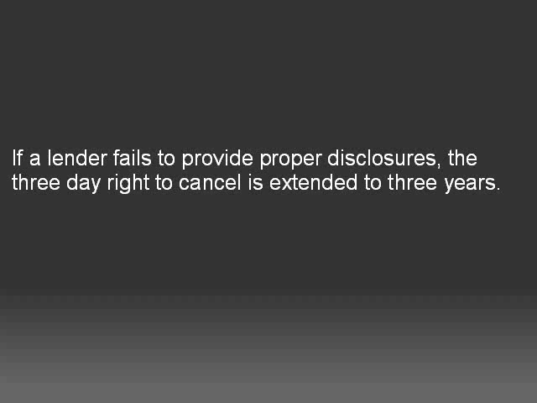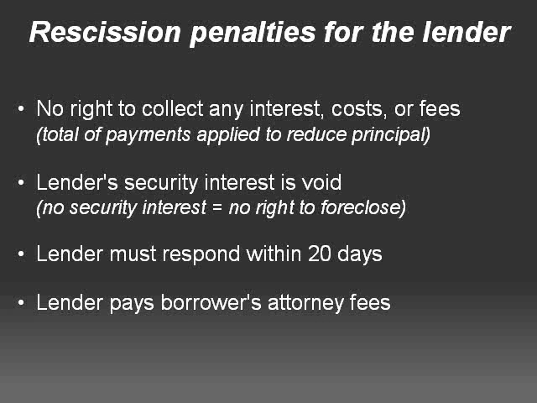When a borrower exercises a valid rescission, several important things change between the borrower and lender. First, the lender is no longer allowed to collect any interest, fees, or costs related to the loan. Instead, every penny paid by the borrower is applied to reduce the loan's principal balance. Second, the lender's security interest in the borrower's property automatically becomes void under federal law. Now, this is very helpful for California borrowers in foreclosure because a lender's right to foreclose depends on the validity of its security interest in the property.